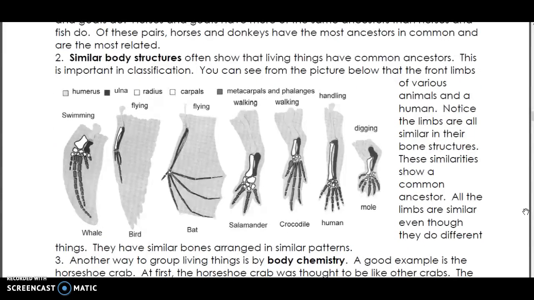Number two, similar body structures often show that living things have common ancestors. This is important in classification. You can see from the picture below the front limbs of various animals and a human. Notice the limbs are all similar in their bone structures. These similarities show a common ancestor. All the limbs are similar enough, even though they do different things. They have similar bones arranged in similar patterns, which we've already talked about in this class, so they're highlighting those features again for you with even more organisms.